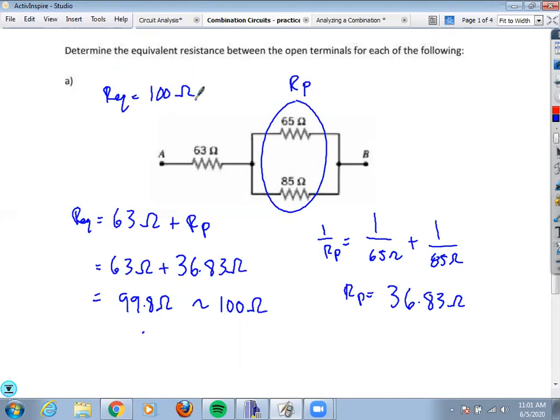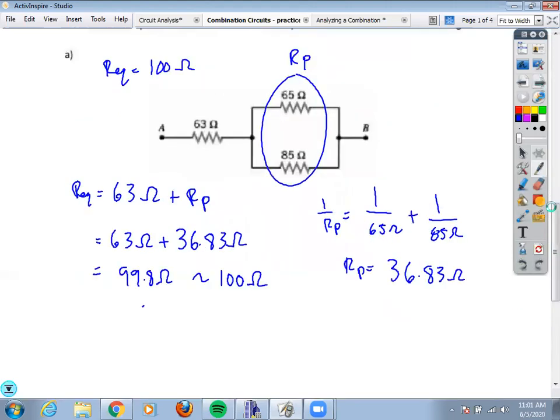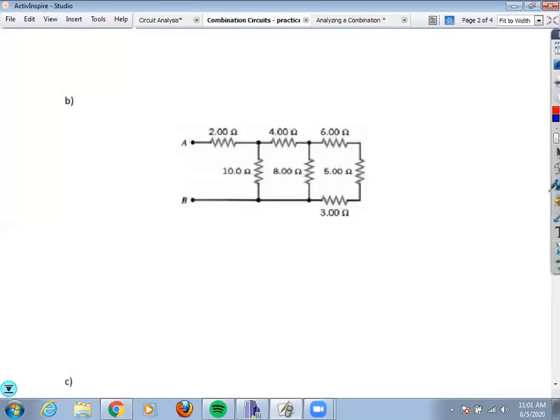Okay, moving on to part B. Okay, so part B looks pretty busy, but look for the junctions. So we have this resistor in series with this whole parallel. So we've got the junction here, it gets split, and then it comes back. So we really have the left side, which has the 10 ohm, and then the right side, which has the 4, in series with the 8, which is in parallel with the 6, 5, 3.